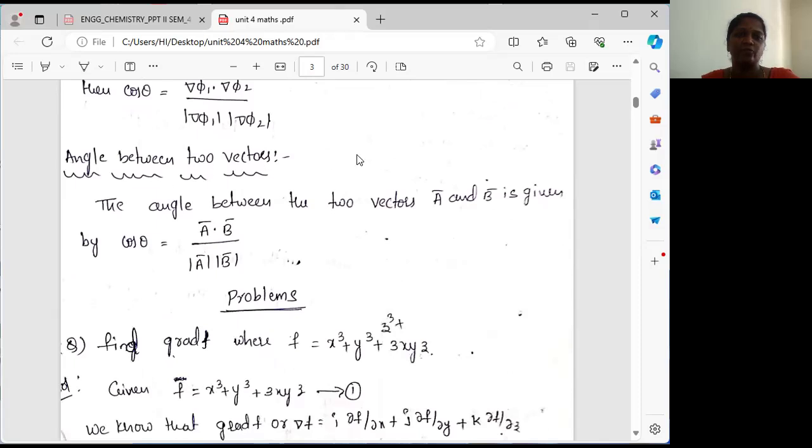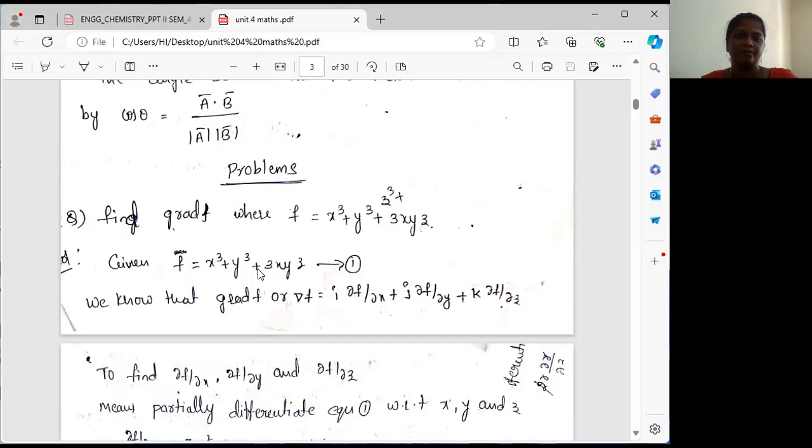Then the angle between two vectors. So a bar and b bar are two vectors. Then cos theta equals a bar dot b bar by modulus of a bar into modulus of b bar.